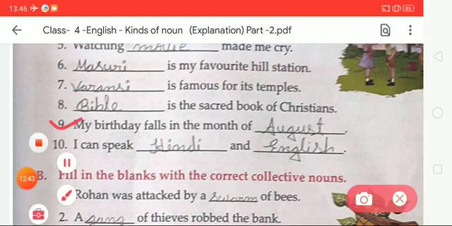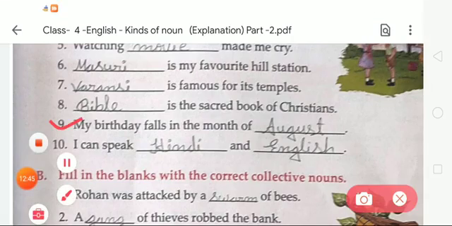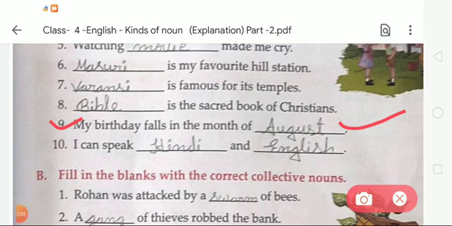Now the 9th is my birthday falls in the month of dash. So student, my birthday falls in the month of August. You have to note down your birthday month. So I have written here August. Now the last one is number 10, that is I can speak dash and dash. So we have to write two languages, that is Hindi and English. I can speak Hindi and English.